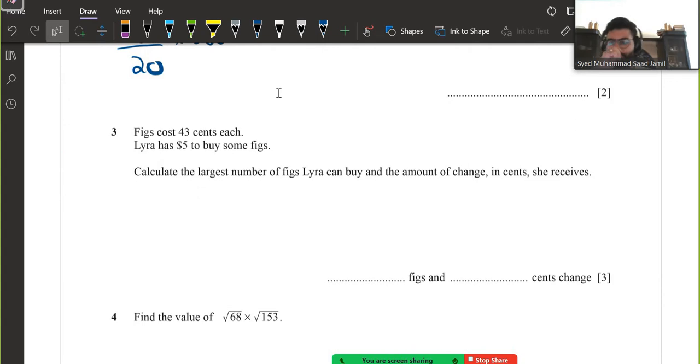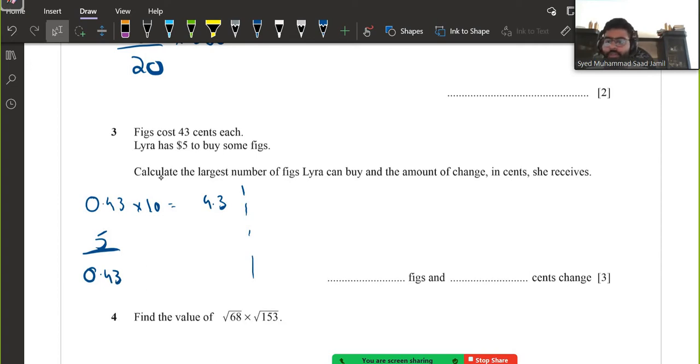Moving on to our next question, it says figs cost 43 cents each. Lyra has $5 to buy some figs. Calculate the largest number of figs Lyra can buy and the amount of change in cents she receives. So basically 43 cents is $0.43. If we just multiply this by 10, it will give us $4.3. And there's another method to do it, which is that you can do 5 divided by 0.43, which will give you the exact amount you can buy.